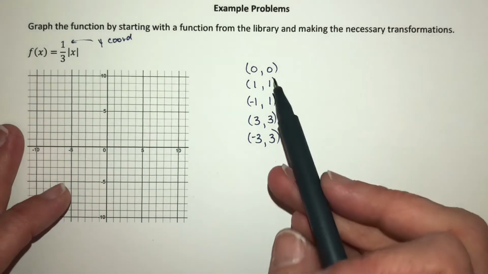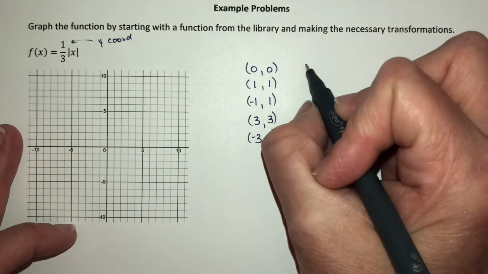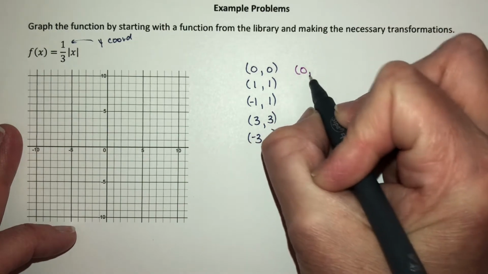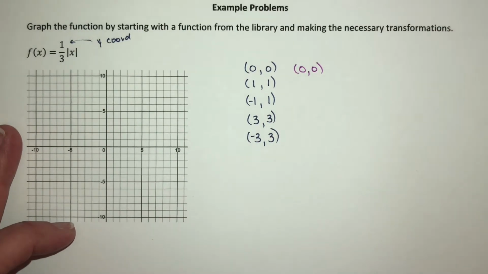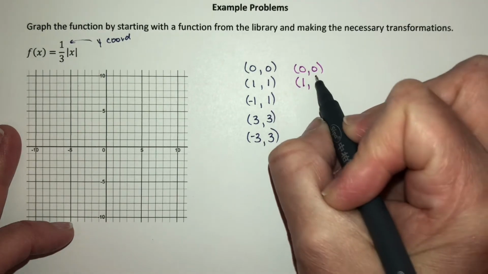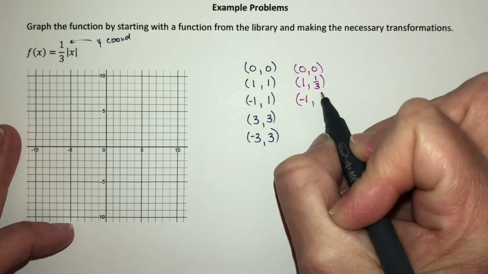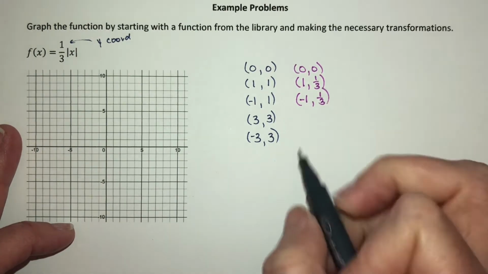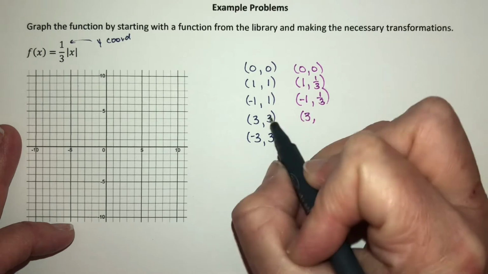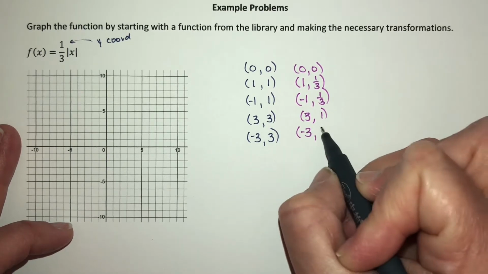So what we do is we take the y-coordinate and we multiply it by 1/3. So instead of 0, 0, well, I still have 0, 0, because 0 times 1/3 is still 0. Multiply this by 1/3, and we have 1, 1/3. We have -1, 1/3. We have 3 and 1. -3 and 1.